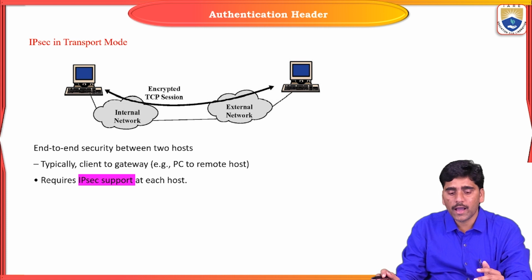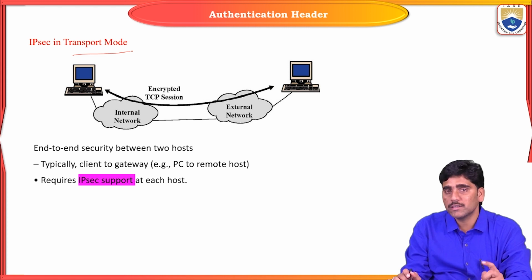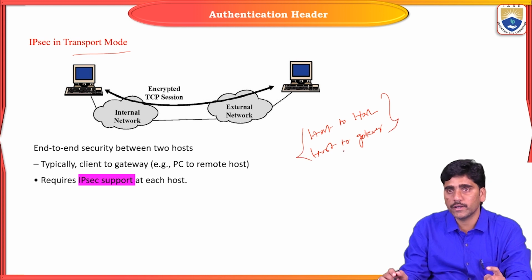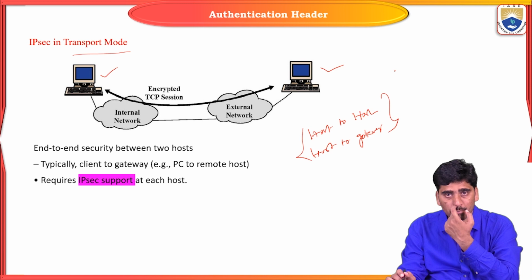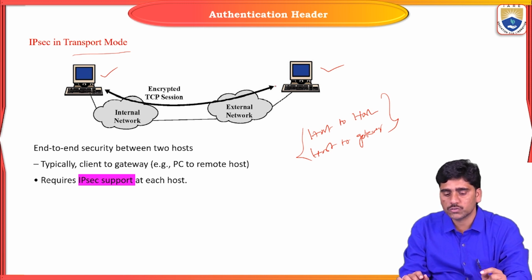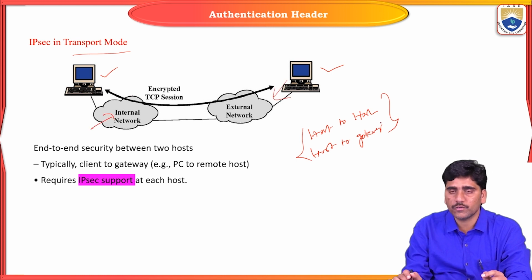So this is IPsec in transport mode. Here, IPsec in transport mode provides services from host to host or else host to gateway. So here this is one host and this is another host, utilizing the services in between these hosts. This is an internal network and this is an external network.